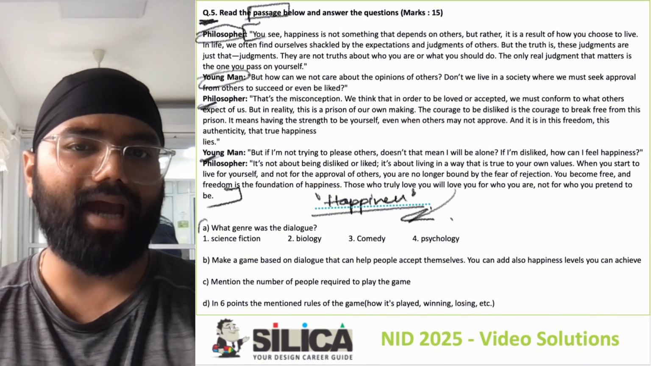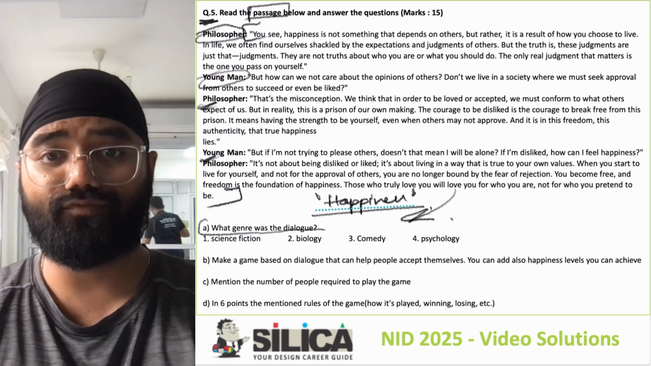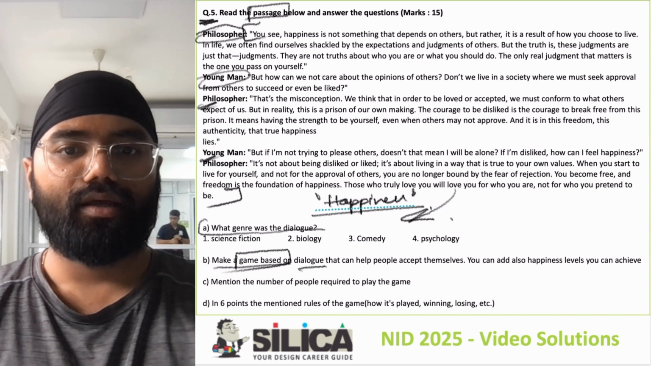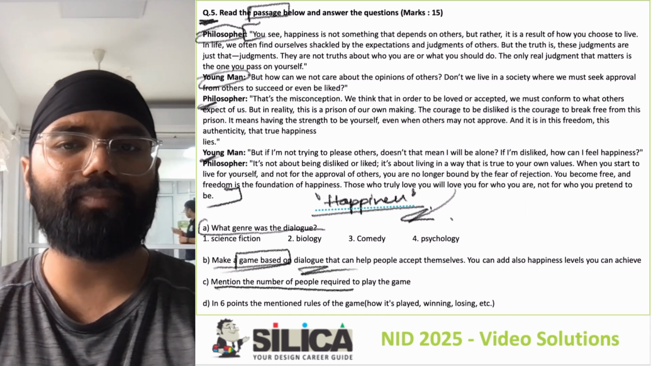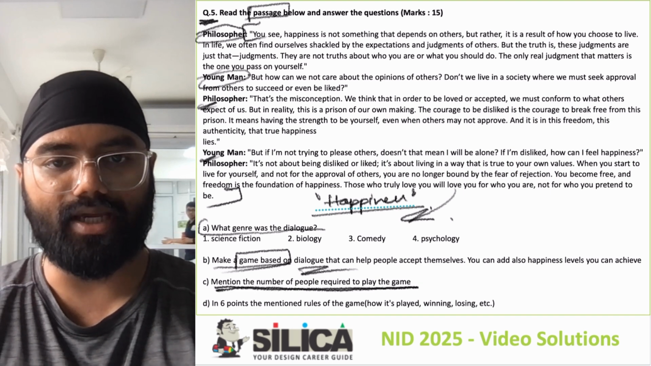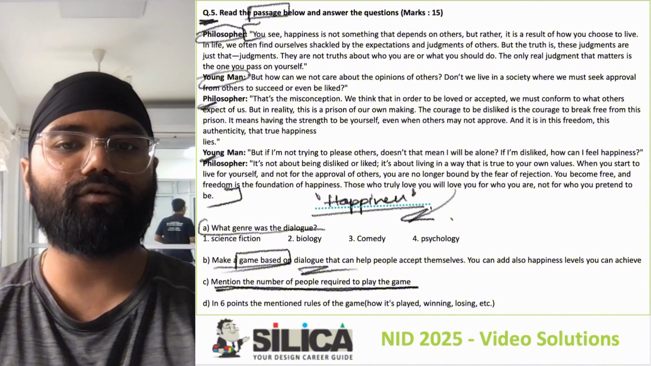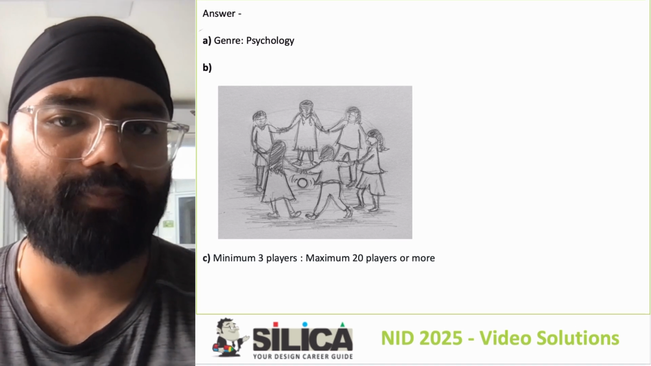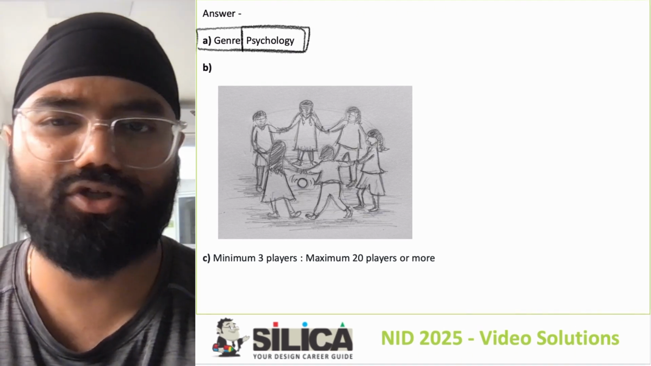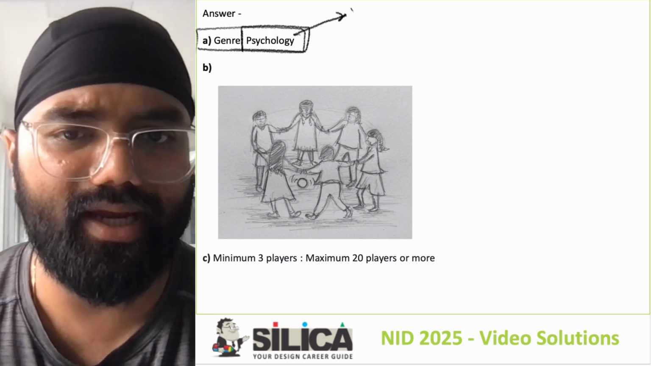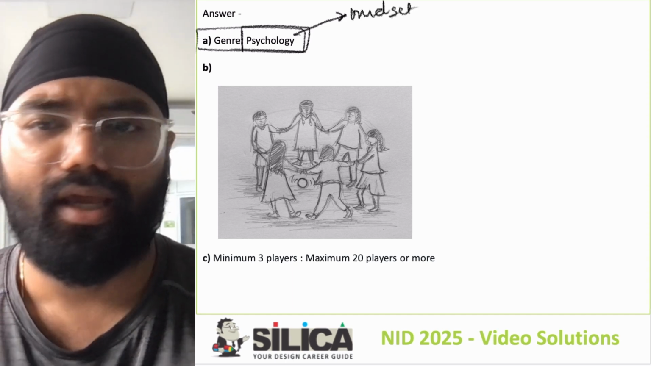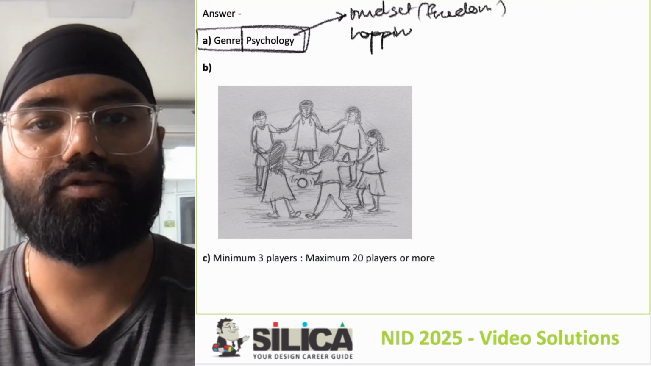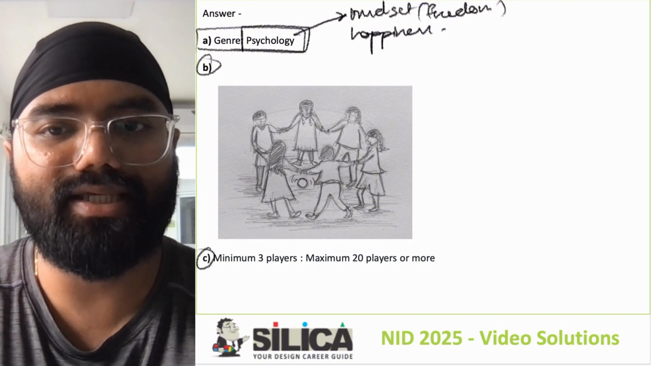The first is to identify the genre. Second, we need to design a game based on this particular theme. Third, we need to mention how many people can play the game we design. And finally, we need to write six different rules for it. Part A is very simple: the genre is psychology, because the entire conversation is about mindset, inner freedom, and the psychology behind happiness and approval, right?